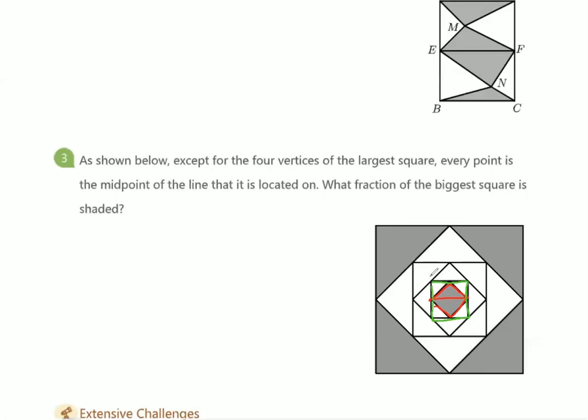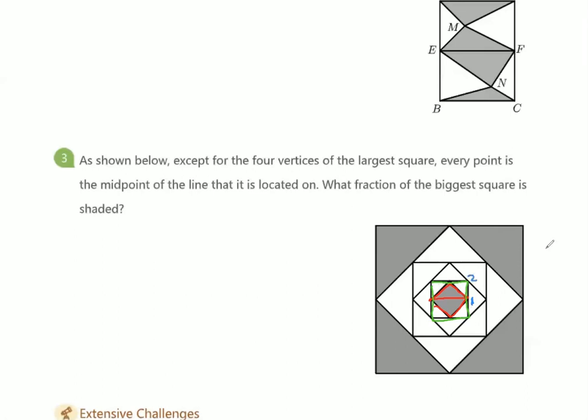Okay, so each time it's always going to be a half. All right, so now that we know that, let's just say the area of the smaller square is 1. If we know that's 1, we know that the area of the green square around it is going to be 2, because it's going to be double that.